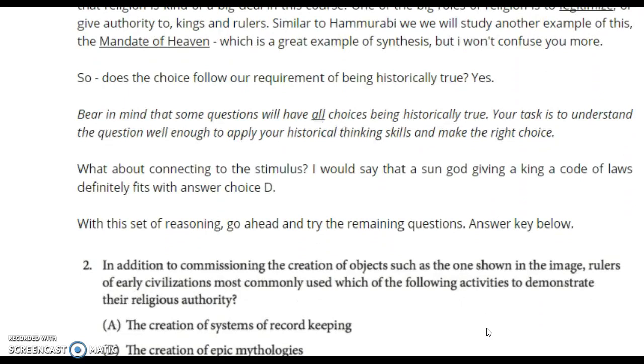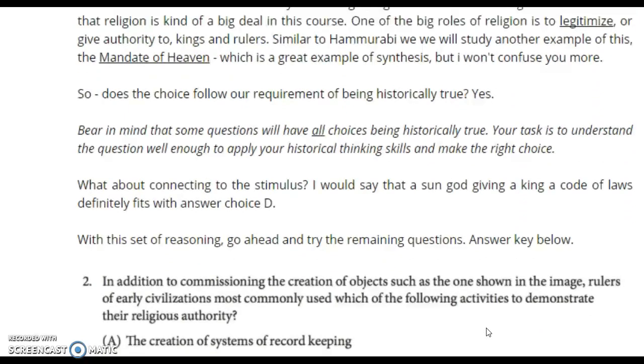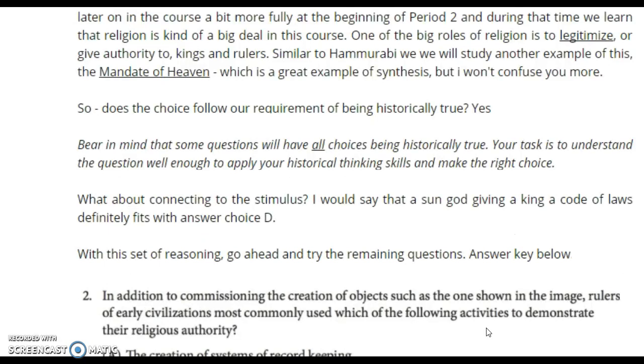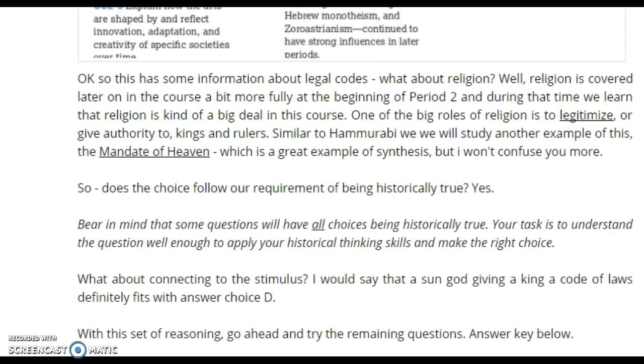One thing that I do want to mention is that sometimes all choices are going to be historically true. And so you have to understand the question and apply your historical thinking skills to make the right choice. Sometimes you will have a lot of options that are all historically true, but you have to closely read the question and closely look at the stimulus to find the best answer.